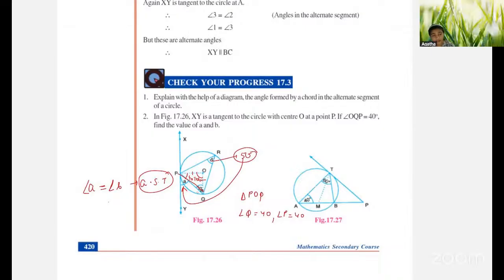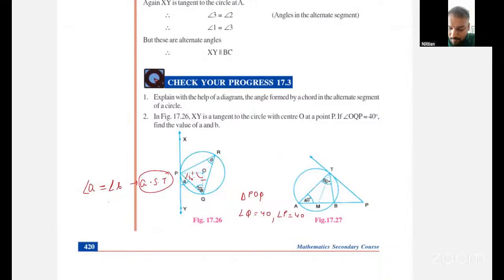Then how do you get 50 up there? See, this OPQ is 40. Got it? Now in triangle OPQ, what is the angle sum property? Angle O plus angle P plus angle Q is equal to 180. So what will be the angle O? Yeah, I know, 100. It will be 100. Perfect.